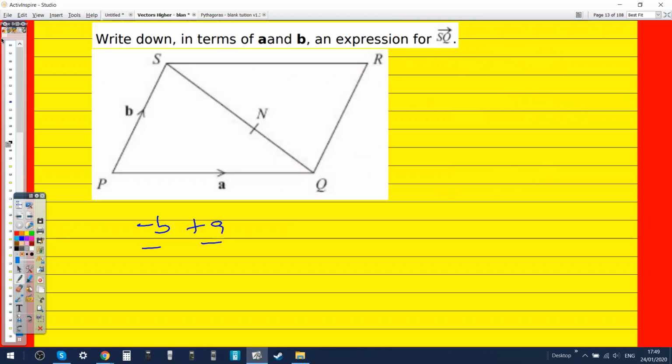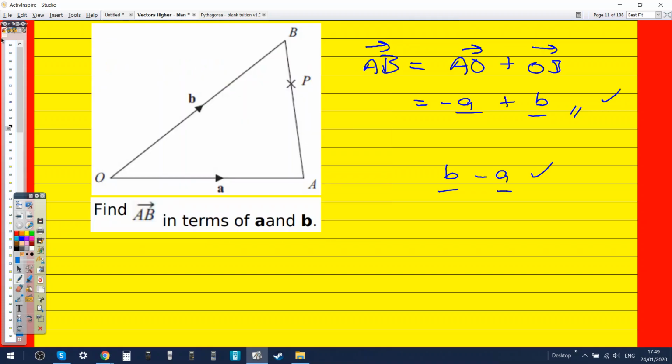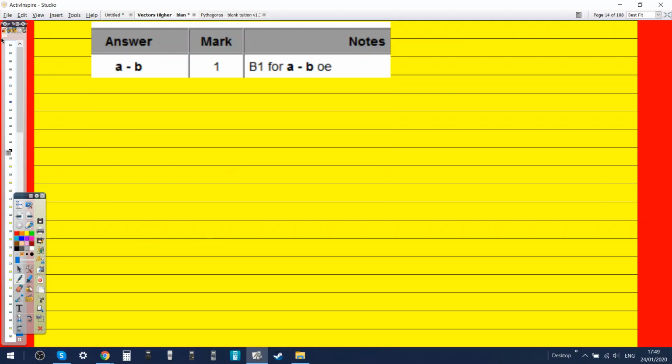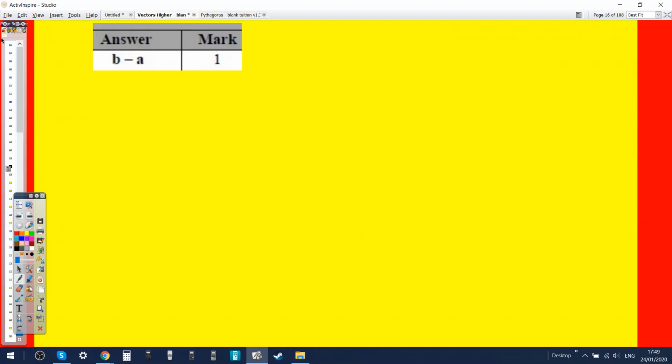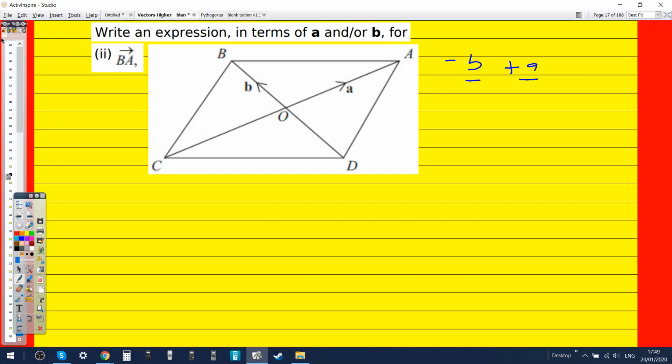Yes, you're good for these ones. Just travel along, if they wanted in terms of A and B, so just travel along A and B vector lines. If there's a C vector line, then you'd have to find a way around that. Same with blank lines.